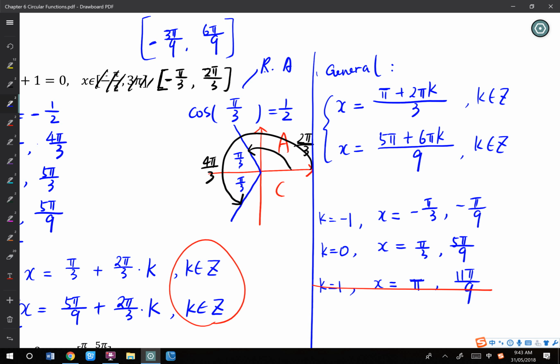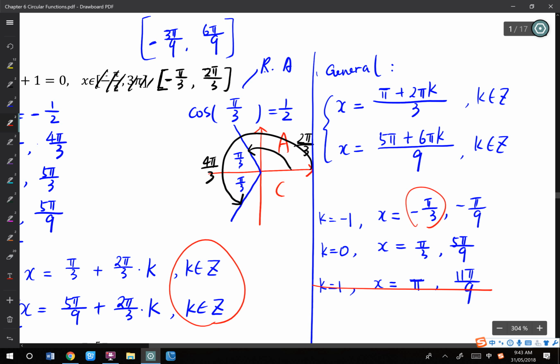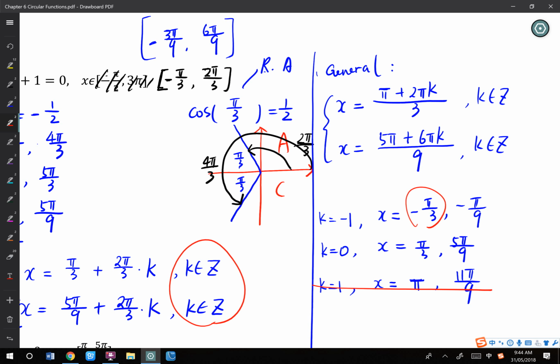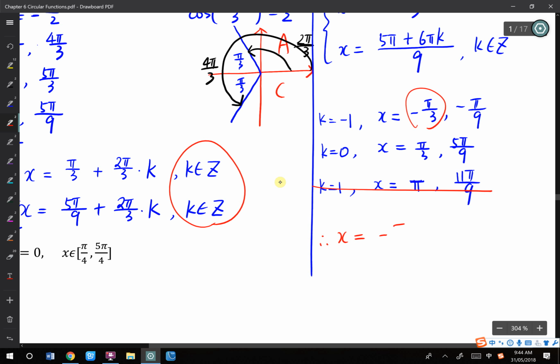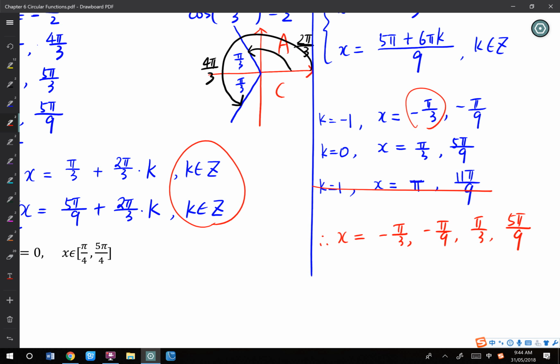Okay, see, the leftmost one touches the domain boundary already, so there's no need for me to keep trying -2, it's definitely outside, because that's the domain already. So there's no need of trying the next. And also you can see my solutions are in increasing order. Therefore, I conclude x equals -pi/3, -pi/9, pi/3, and 5pi/9. That's it. So 4 solutions.